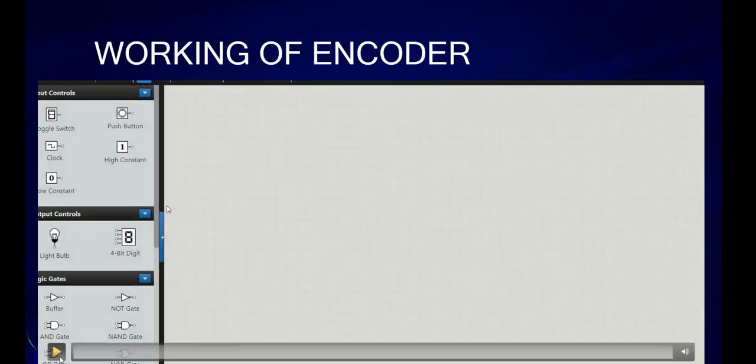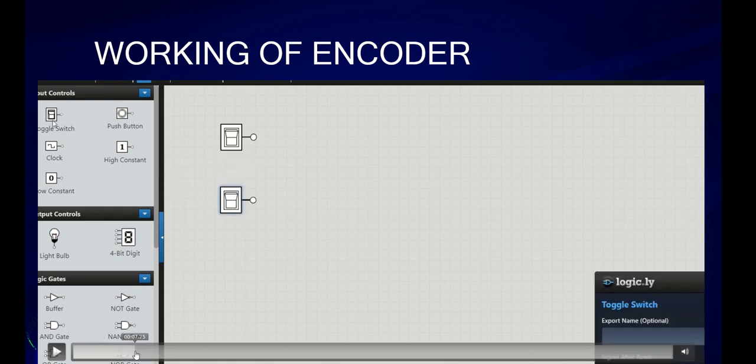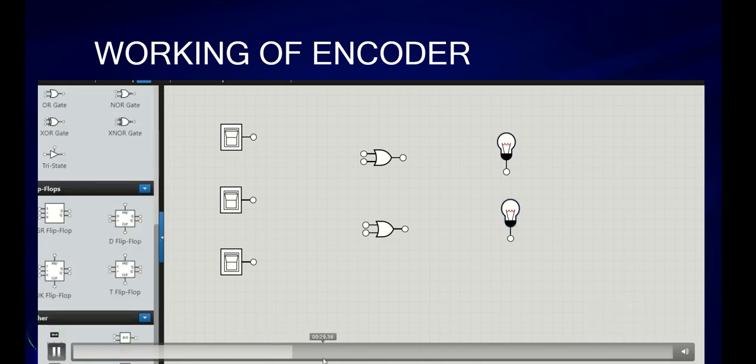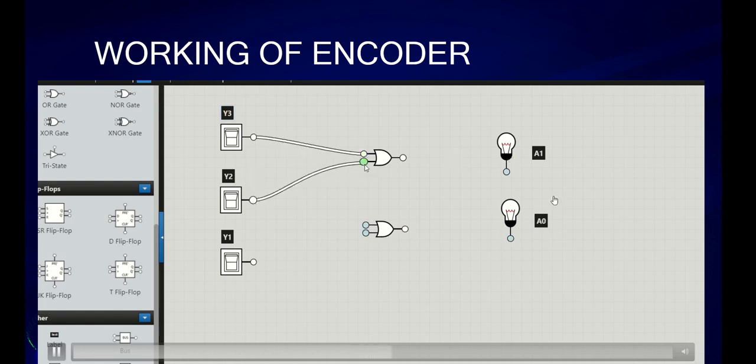The working of the encoder has been given here. We'll be requiring 3 toggle switches, 2 OR gates and 2 lights to see the outputs. Now let's label them. This is Y3, this is Y2, this is Y1, and this is A1 and A0. These 3 are the inputs and these 2 are the outputs. Now we will connect the OR gates. Y3 will be one input and Y2 the other input, and the outputs of the two OR gates are connected to the lights.